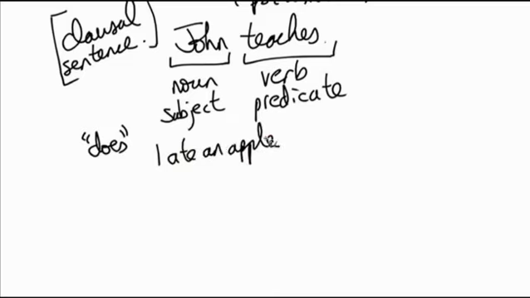It's true here too. Who did the eating? Well, I did it. I did the eating, right? So here the subject is doing the verb. However, let's turn this around and make it passive, right? The apple was eaten.